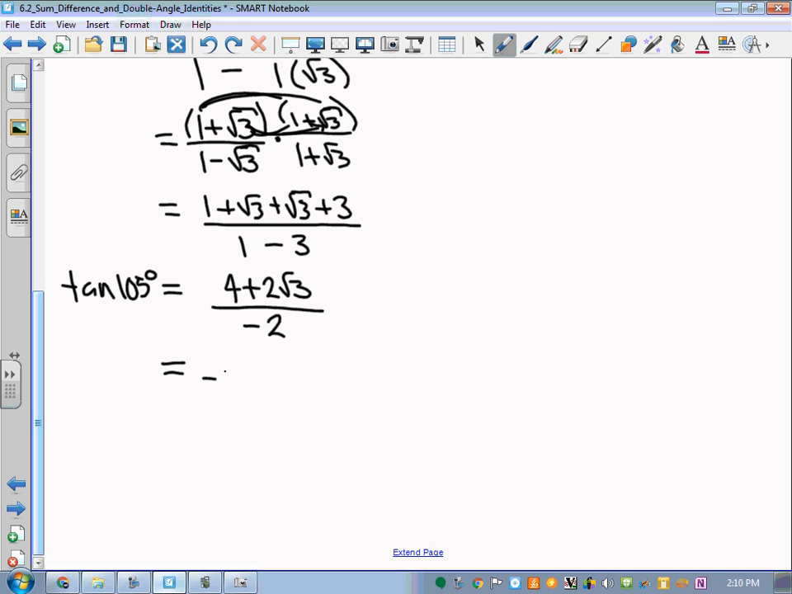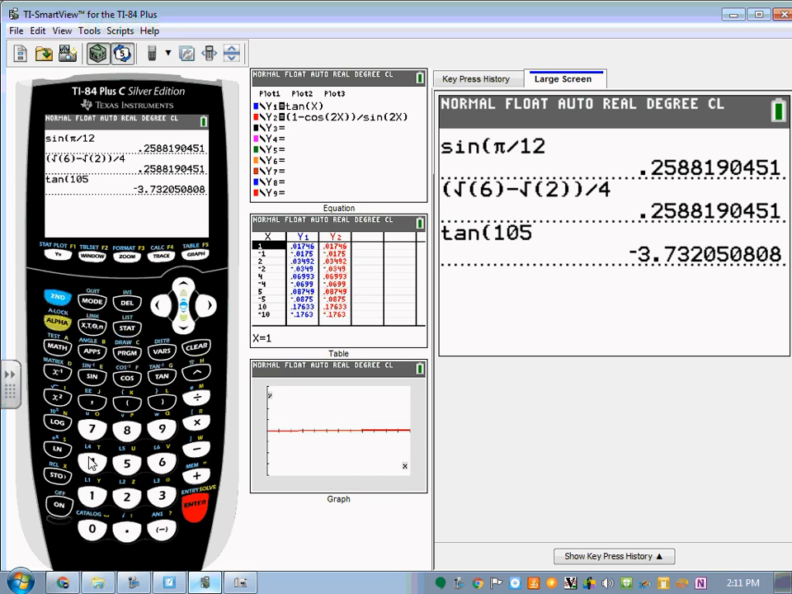And it's never a bad idea to check. I have this in the calculator already. I put in that the tan of 105 was equal to negative 3.73. Well, if I put in negative 2 minus root 3, I get that exact same decimal. Please do verify your answers when you're doing these. I mean, you saw how easy it was to make a mistake when you're reading that identity off the formula sheet. There is, unfortunately, plenty of room for error in these types of questions.